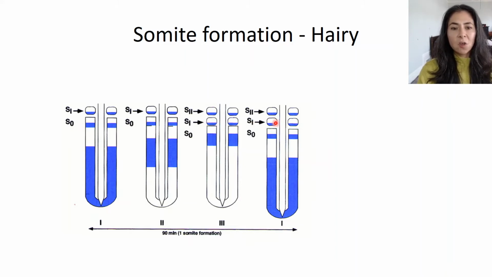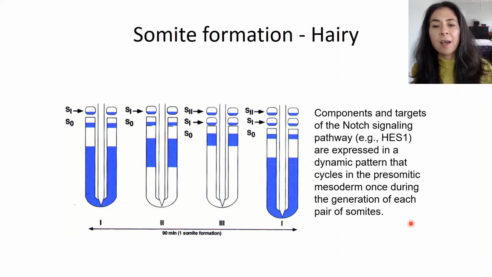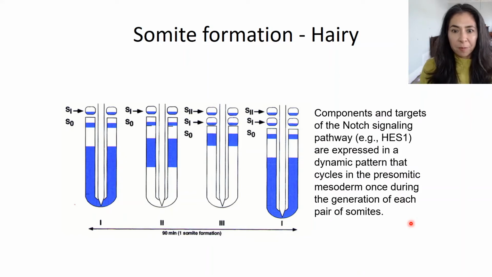So we see this somite budding happening exactly in concert with the oscillations of Hairy in the presomitic mesoderm. Hairy, which in vertebrates is called HES or HER, is a target of the Notch signaling pathway. And so again, these are expressed in this dynamic pattern. They cycle in the presomitic mesoderm, and they cycle exactly in timing with the generation of the somites.